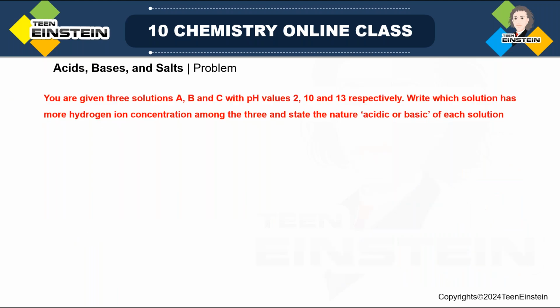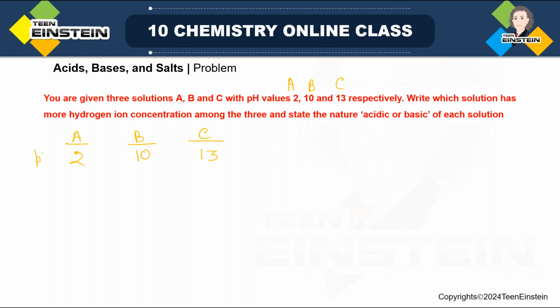Here we will have one question. We have some time, we can discuss it. You are given 3 solutions A, B, C. So this is A solution, this is B solution, this is C solution. Write which solution has more hydrogen ion concentration among the 3 and state the nature, acidic or basic. So A is having pH 2, then B is 10 and C is 13.